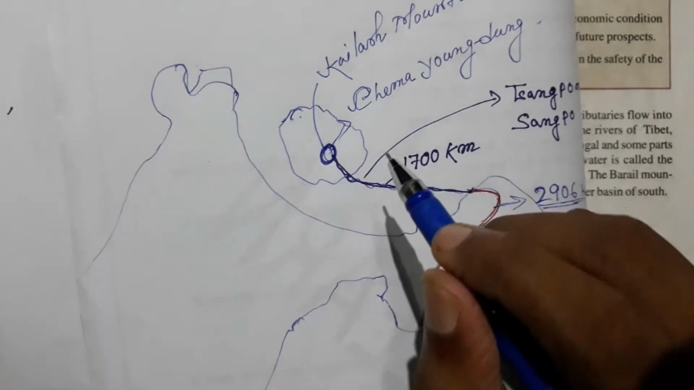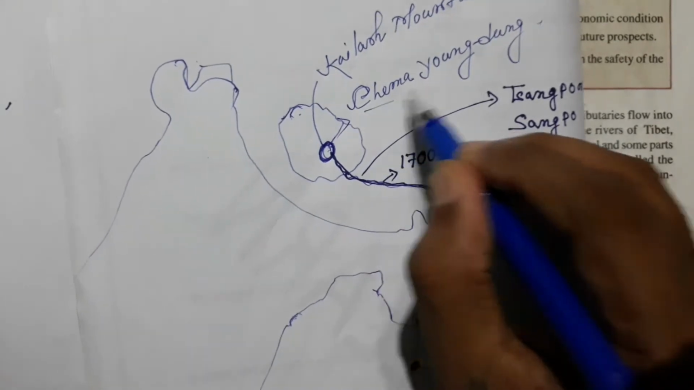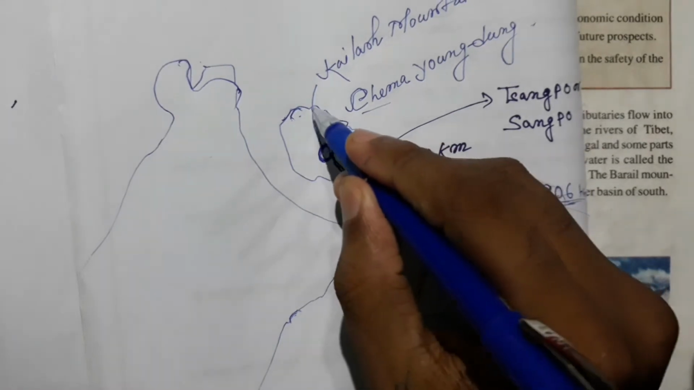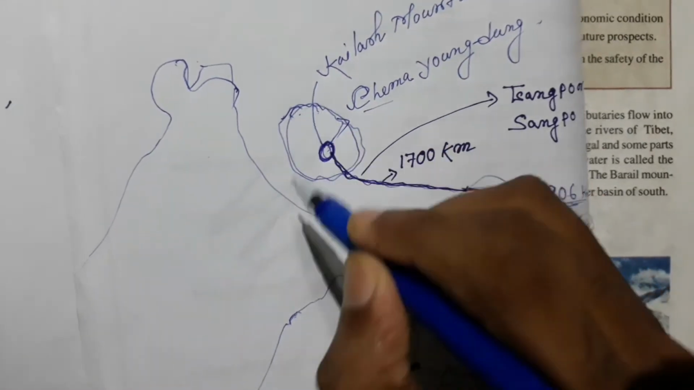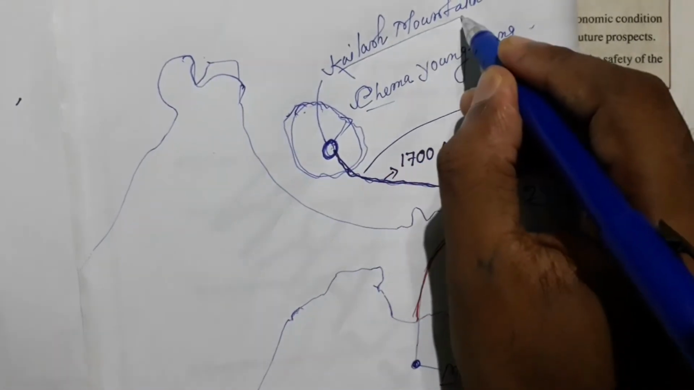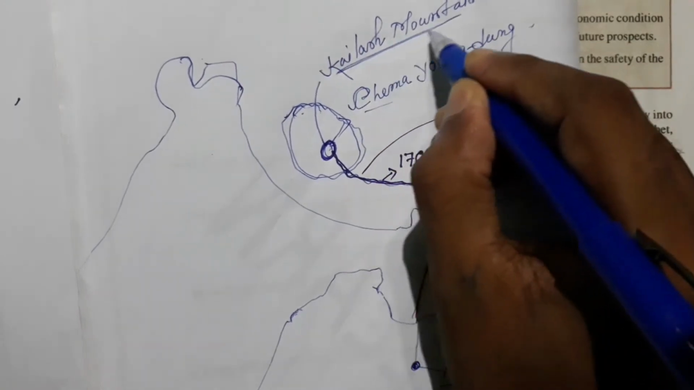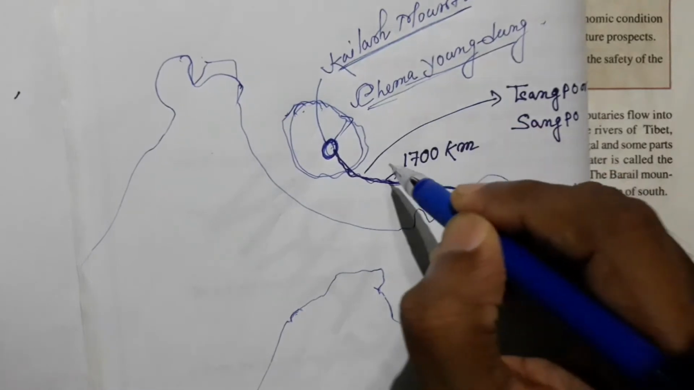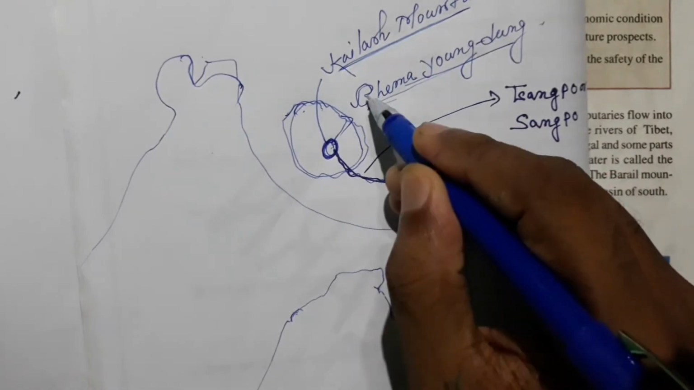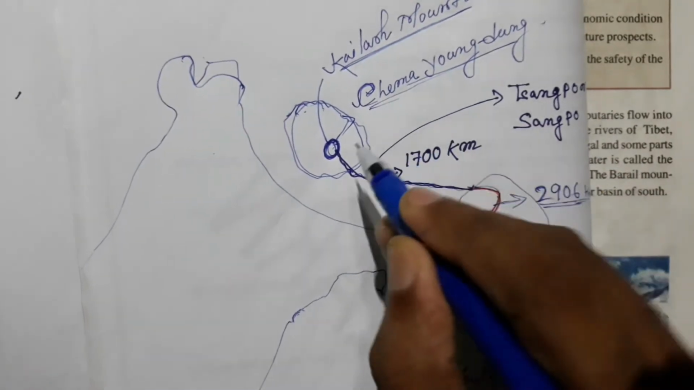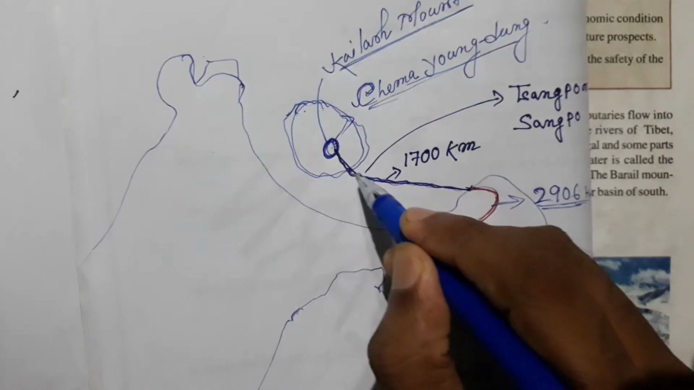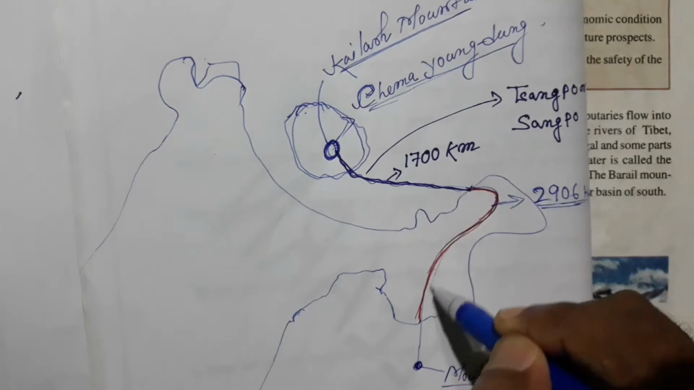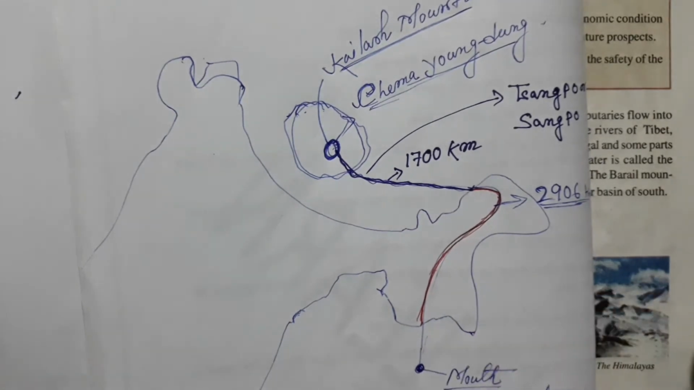The source of Brahmaputra is Chimayongdong Glacier in Kailash Mountain in Tibet. In Tibet there is a mountain named Kailash Mountain, and in this particular mountain there is a glacier called Chimayongdong Glacier. The source of Brahmaputra river is that glacier, and from it the Brahmaputra starts flowing and ends in the Bay of Bengal.